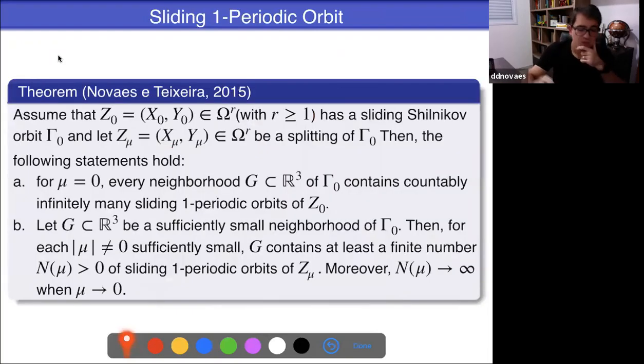Regarding this kind of periodic orbits, we have the following result. If Z0 is a Filippov system which has a sliding Shilnikov orbit, then if we take any neighborhood of gamma 0, we can find inside this neighborhood infinitely many periodic orbits of this type.